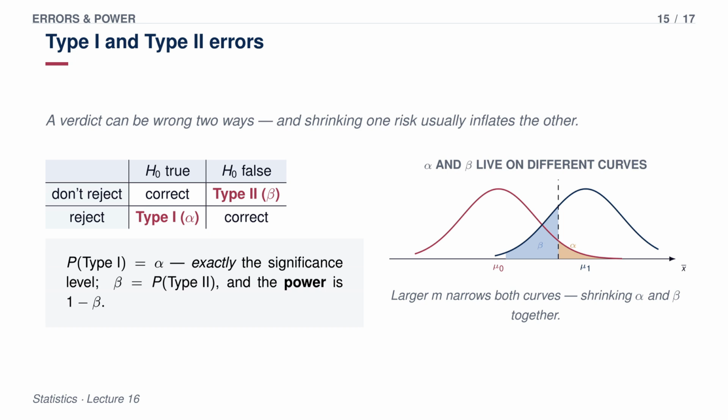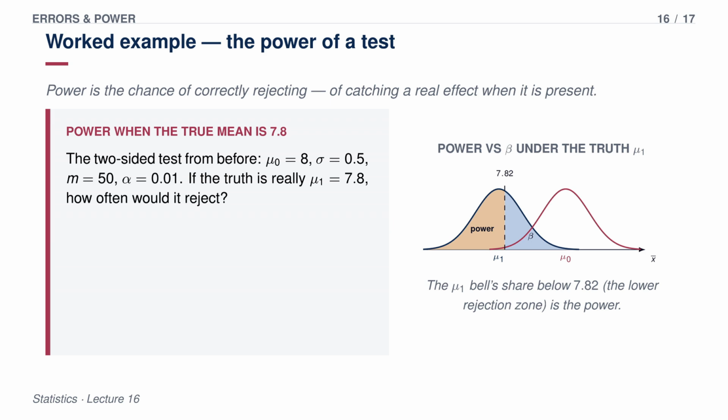The picture shows why they trade off. Alpha lives under the H-naught curve, beta under the H1 curve, and a larger sample narrows both, shrinking the 2 together. Let's actually compute a power. Take our fishing line test. Mu naught 8, sigma a half, 50 lines, alpha 0.01. Suppose the truth is really mu 1 equals 7.8. Across many samples, how often would we catch it?